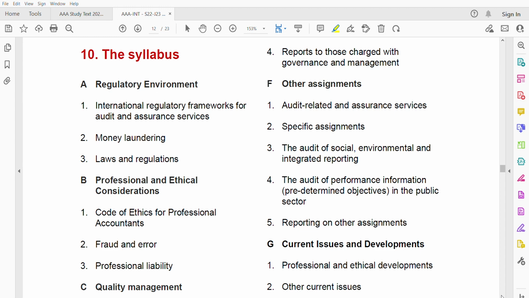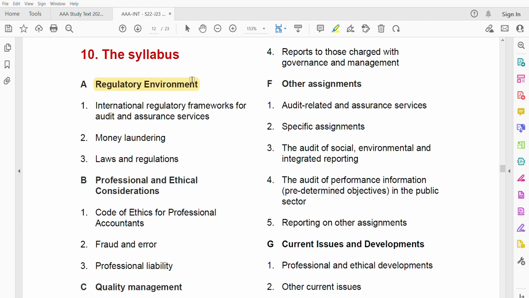So there are 7 sections. Section A, B, C, D, E, F, G. This is how all your ACCA papers are. The syllabus is like that only. It is divided into different sections, and the sections are labeled in alphabetical order, A, B, C, D, like that. So section A is your regulatory environment.